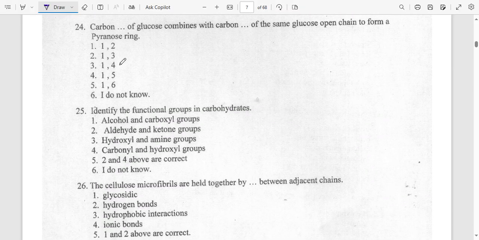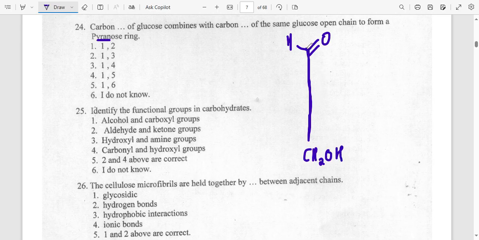Carbon dash of glucose combined with carbon dash of the same glucose to form a pyranose ring. A pyranose. When you look at this, look at this. This is glucose. Please, when you are forming rings, you only use the D glucose. So this is your molecule. At the last carbon, you have got oxygen, and then it's bonded to a hydrogen. And then the last carbon also have got CH2OH.